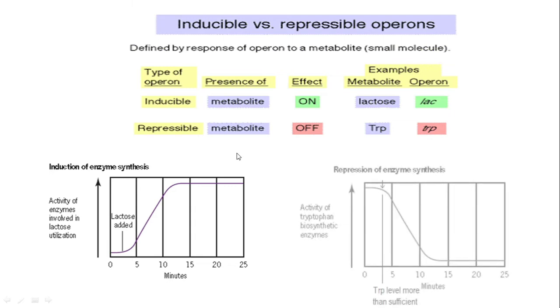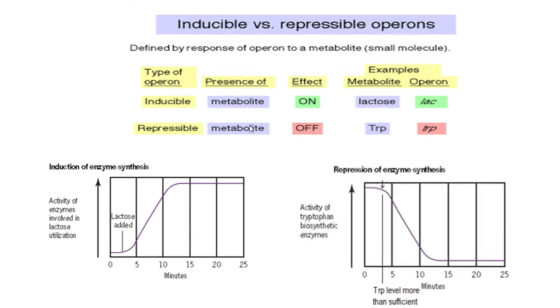In case of a repressible operon, when the metabolite is present in excess amount to a certain level, then what happens? The operon goes into a switch off mode. The example is the tryptophan operon, the trp operon. The metabolite is tryptophan. Here it has been shown graphically that the activity of the enzymes is responsible for the synthesis of tryptophan.